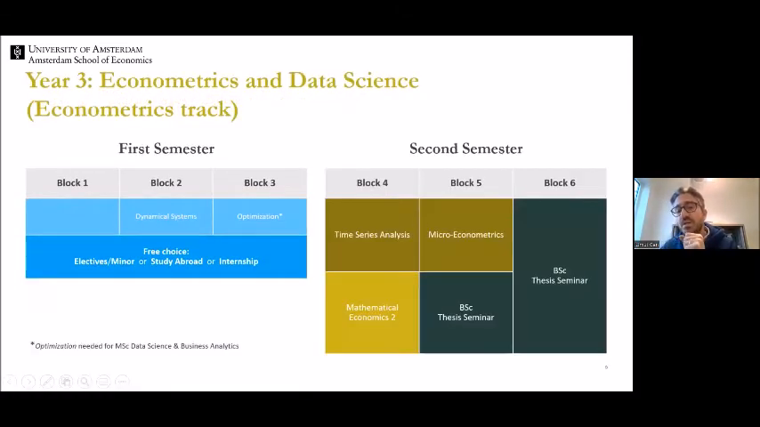In year 3, as I said, the split happens. So you either go for econometrics and data science, or you go for actuarial science. If you go for econometrics and data science, you need to choose one of the tracks, either econometrics or data science. If you go with the econometrics track, this is what your third year will look like. The first semester will be pretty flexible. So the two courses that you see here in the first semester, they are not mandatory. They are just there as suggested electives. Essentially, you are free to take whatever elective courses that you want in this first semester.